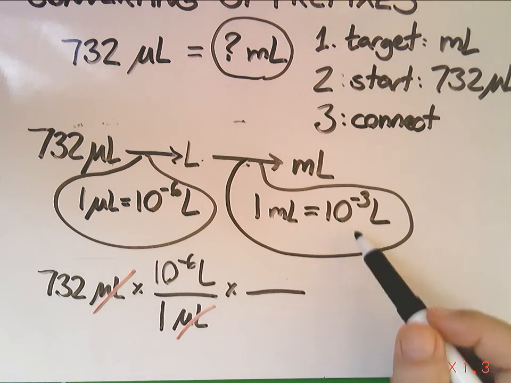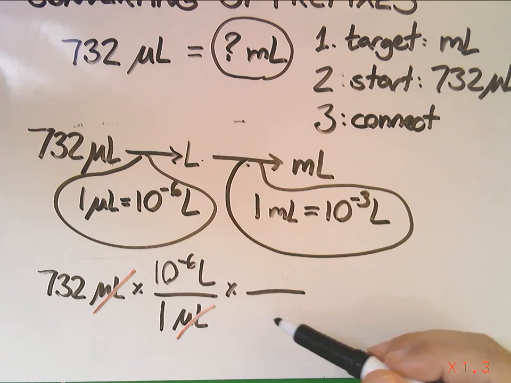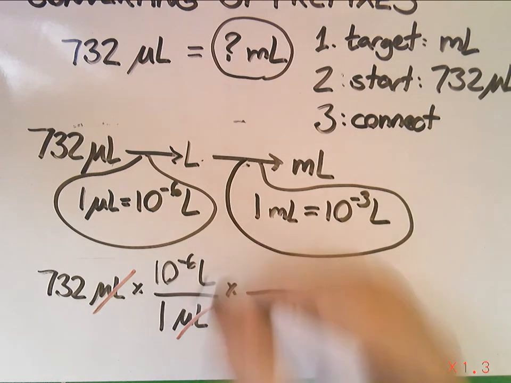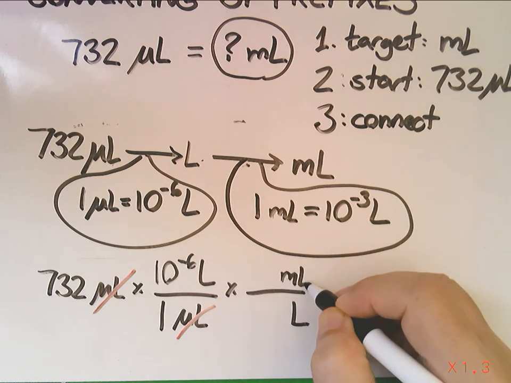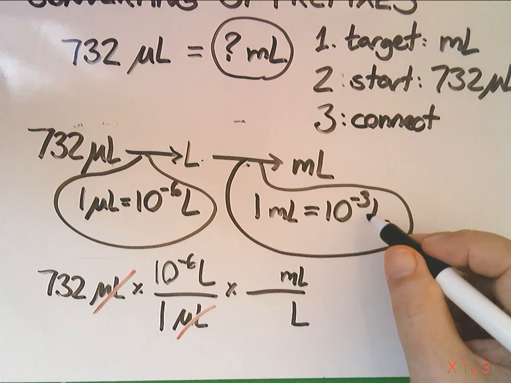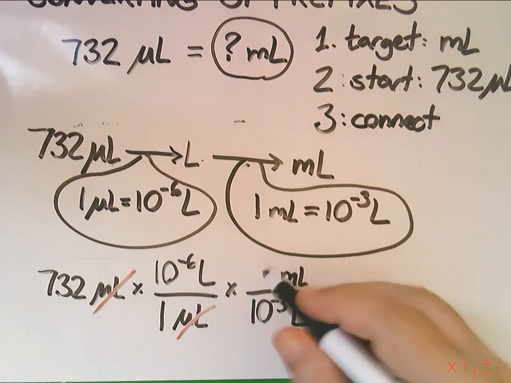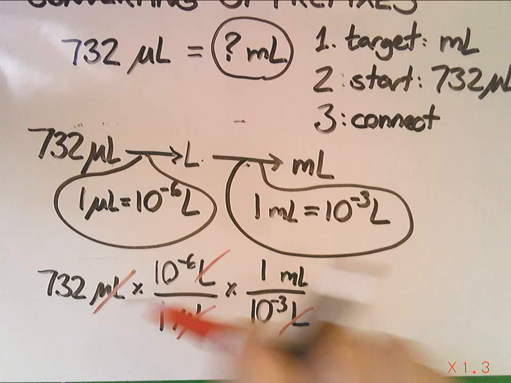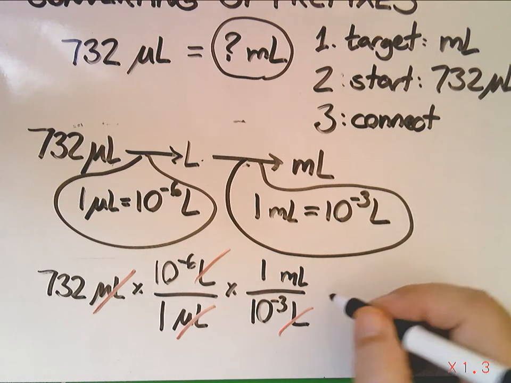Now what should go on top and what should go on the bottom? Well, I've got liters on top here, and I'd like to get rid of liters and get milliliters. So I'd like it to be set up like this, with liters on the bottom so that the liters will cancel. And then milliliters has to go on the other side. Now I see a 10 to the minus 3 sitting next to the liters there. And I see a 1 sitting next to the milliliter there. And now the liters will cancel, and the only unit that didn't cancel out is my milliliters. So I would have my answer.